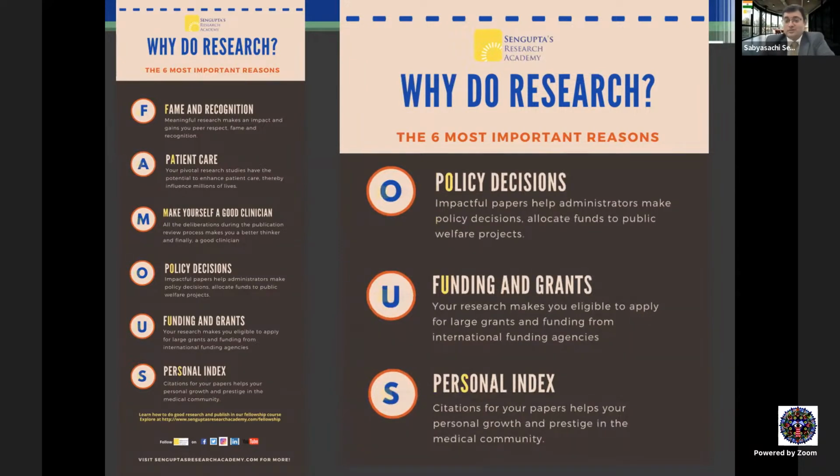So don't think that only your peers are going to read your papers. Perhaps down the line, IAS officers may read your papers, politicians may read your papers, judges may read your papers, and pass decisions based on what you've written, right? So policy decisions and many other things can be influenced. Of course, funding and grants are also part of it. Your research makes you eligible to apply for large grants and funding from international funding agencies, right?